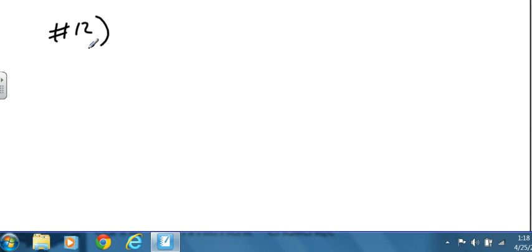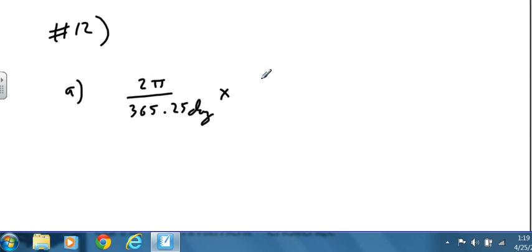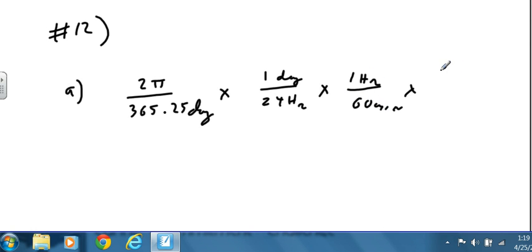Calculate the angular velocity of the Earth. Okay, so A, we want the angular velocity of the Earth around the Sun. So we're going to go 2 pi in 365 and a quarter days, and multiply that by 1 day per 24 hours, times 1 hour per 60 minutes, times 1 minute per 60 seconds. When we get done, we're going to have radians per second.